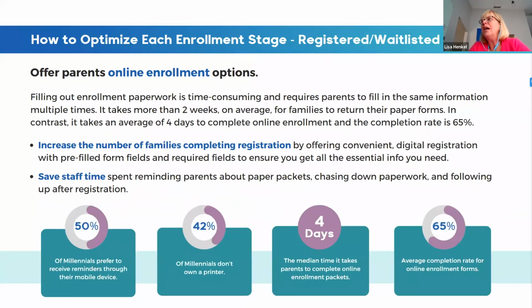And then we want to talk about online enrollment. We want to, again, remove all of those barriers. How quickly can we get these things to happen for the parents? There's a lot of things on this slide, but the one that I think is most important is that we found when we were doing some research with our many, many customers, on average, it took about 2 weeks for families to return their paper forms.